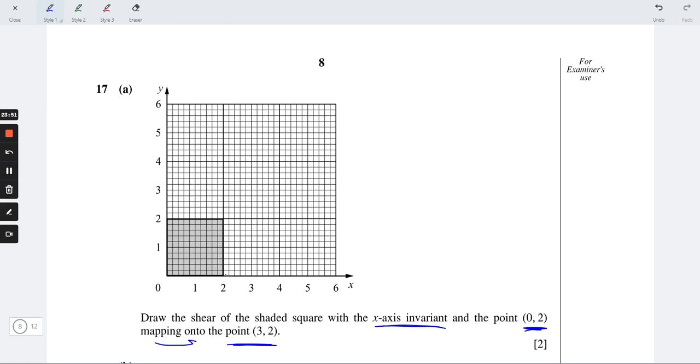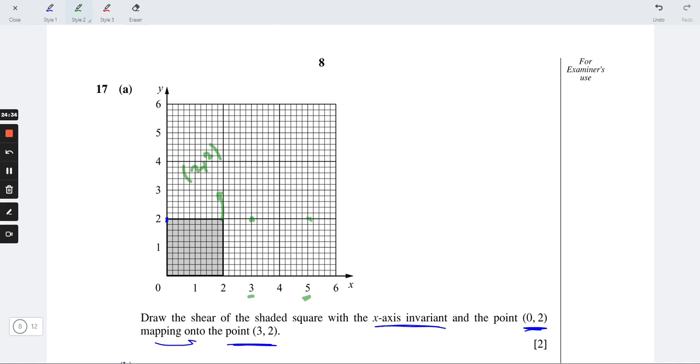The point 2, 0, which is here, will remain the same. Now we will change this point here. The point 0, 2 is here. Now this point 0, 2 maps into the point 3, 2: 3 on the x-axis and 2 on the y-axis. So the point is here. Now the remaining point, this point here, is 2 and 2. With 0, 2 mapping into 3, 2, here it will be 5 on the x-axis and 2 on the y-axis.